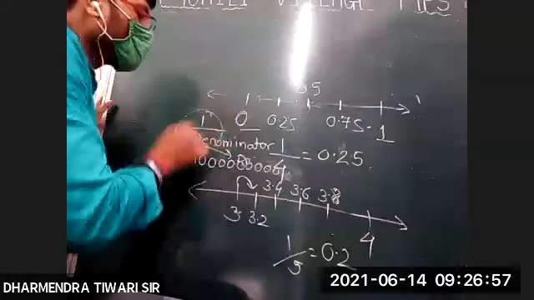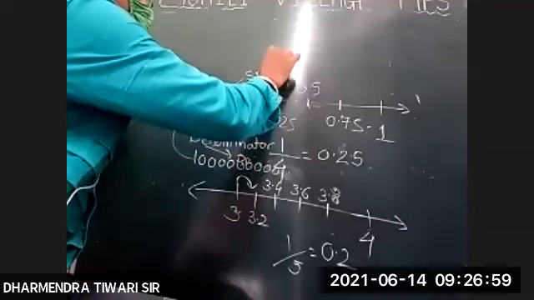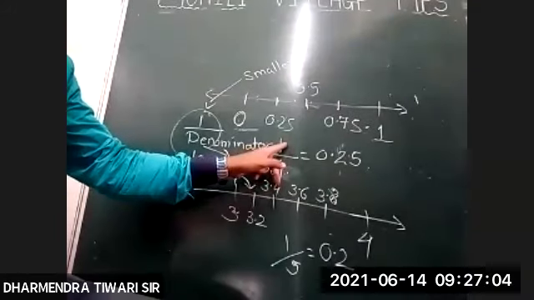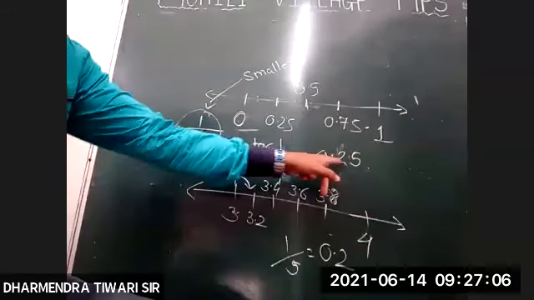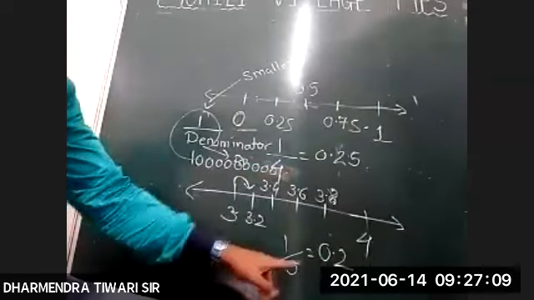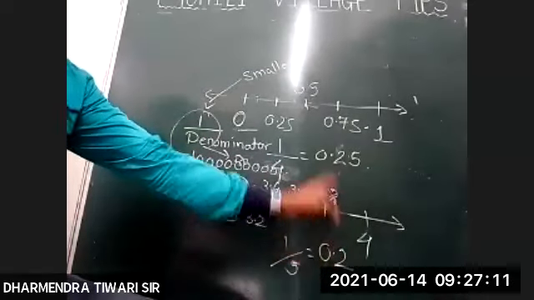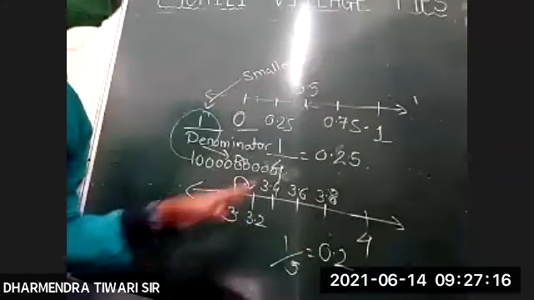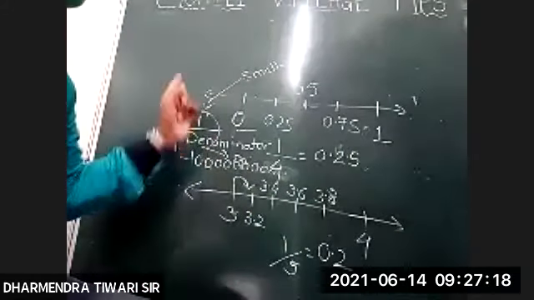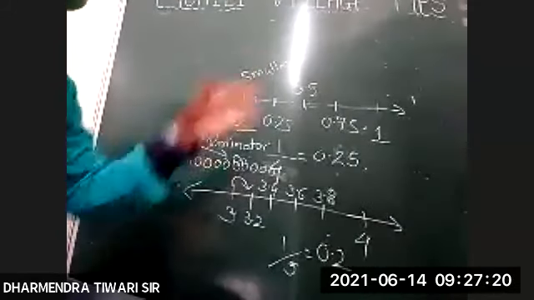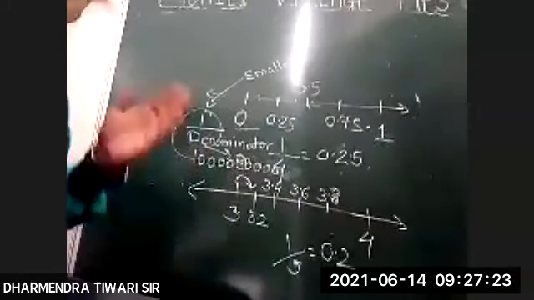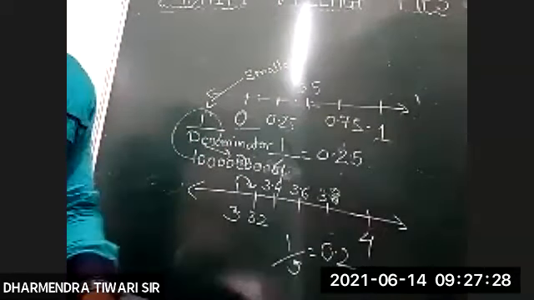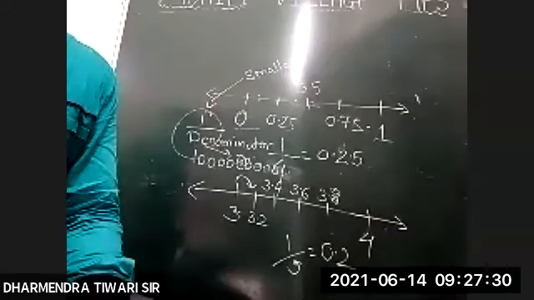This value becomes smaller and smaller. As you can see, when we take 1 divided by 4, the value is 0.25. As the denominator increases, the value reduces. Earlier it was 0.25, then it became 0.2. And as the denominator increases, the value of 1 upon the denominator tends to 0. So this is the basic idea behind rational numbers.